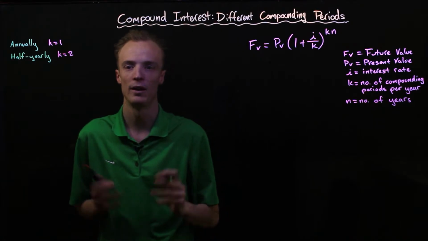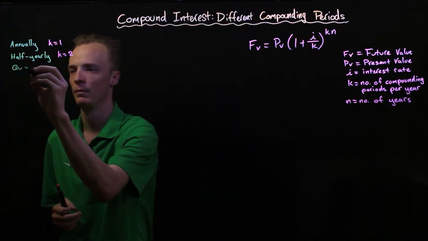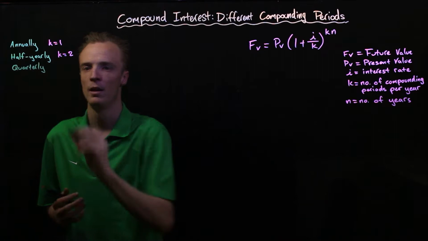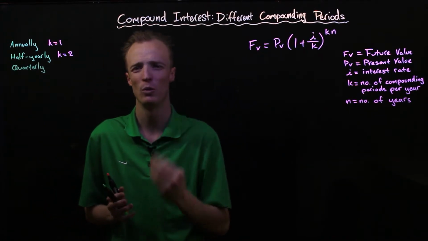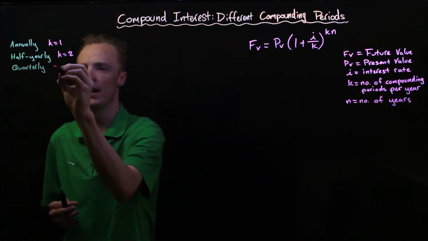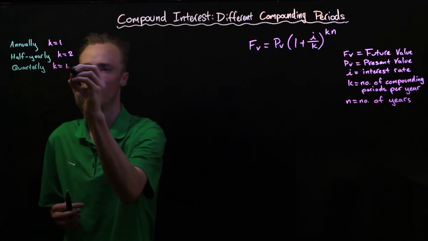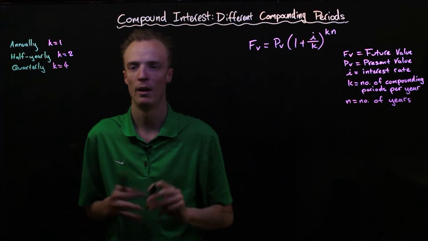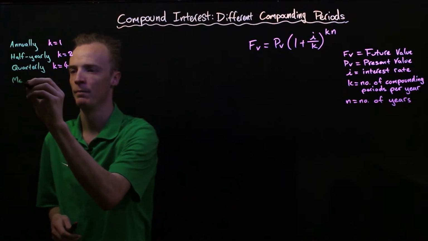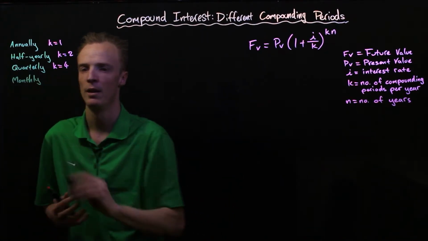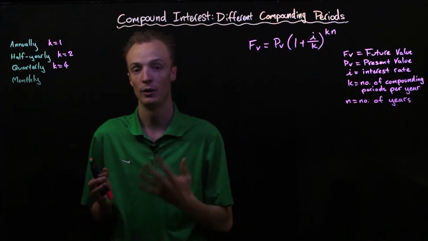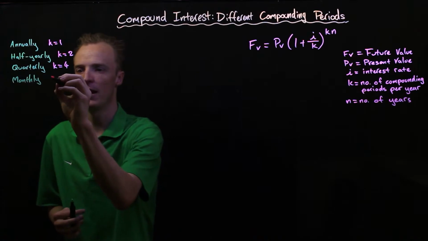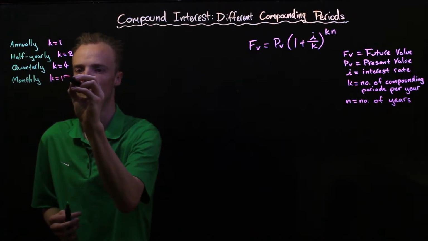The next common one is quarterly, where the interest will compound once per quarter, and there'll be 4 quarters every year. So our K value will be 4. The next common one is monthly, where the interest will compound at the end of each month. Now there are 12 months in the year, so our K value will be 12.